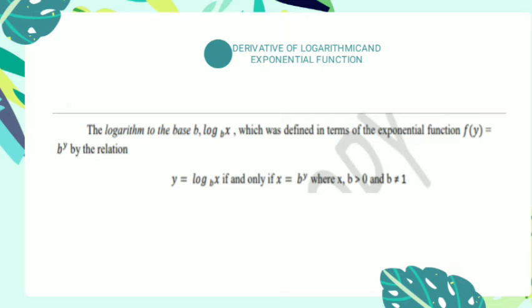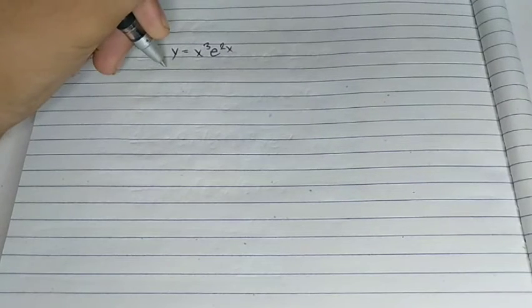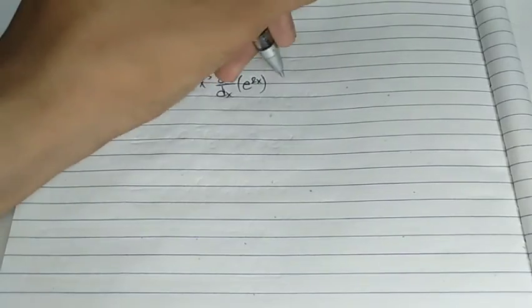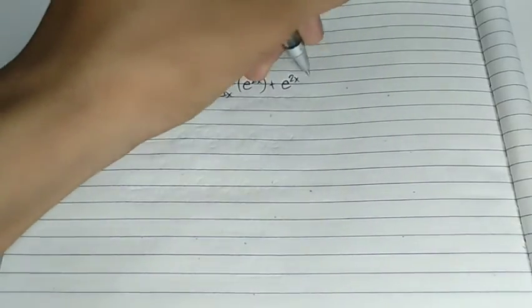For example, if f of x is equal to log base 3 of x, then f of x is equal to the natural log of x over the natural log of 3. So I have an example here. y is equal to x to the power of 3 times e to the power of 2x. dy over dx is equal to x to the power of 3 times the derivative of e raised to 2x plus e raised to 2x times the derivative of x to the power of 3. This is applying the product rule of derivative.